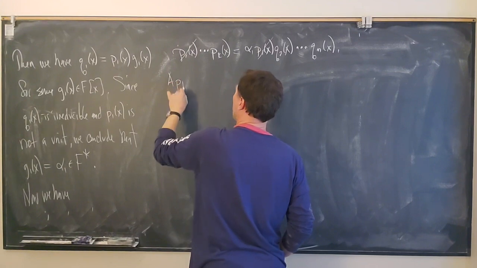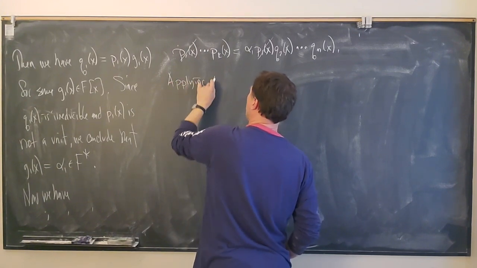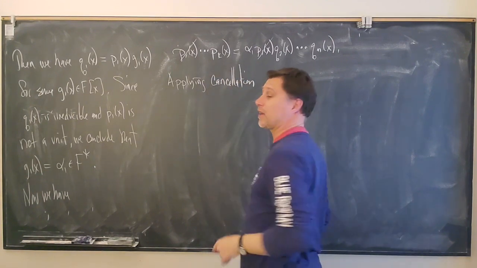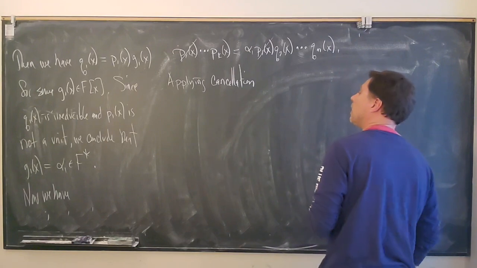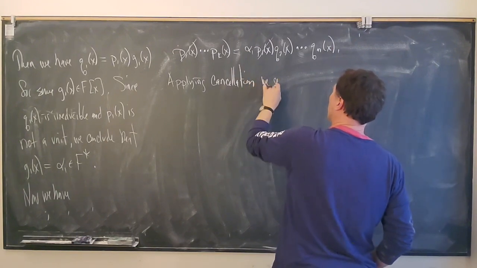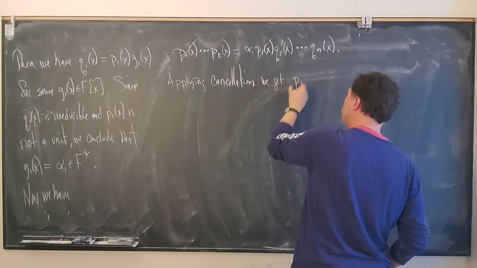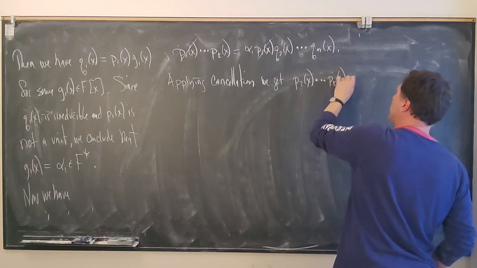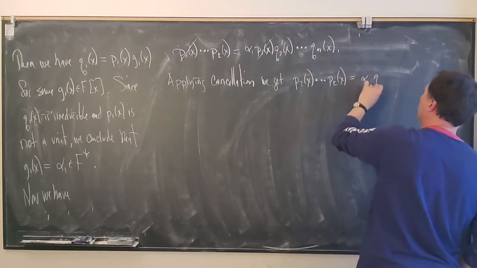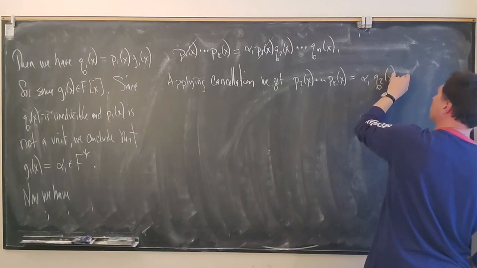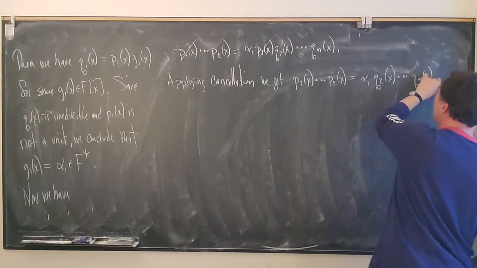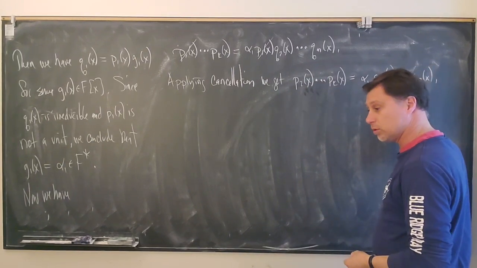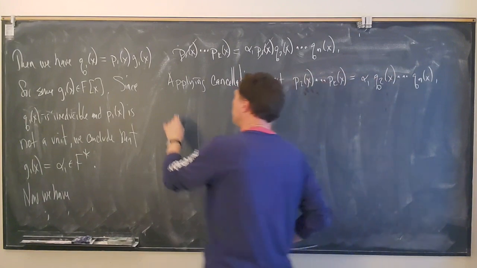So applying cancellation, right? We know that F bracket x is an integral domain, so we can cancel. So applying cancellation, we get P2 of x dot dot dot P sub k of x equals alpha 1 Q2 of x dot dot dot Qm of x, and then we can just repeat the process, right? P2 has to divide somebody over here, just assume that it divides Q2. And then, so now continuing, or repeat.